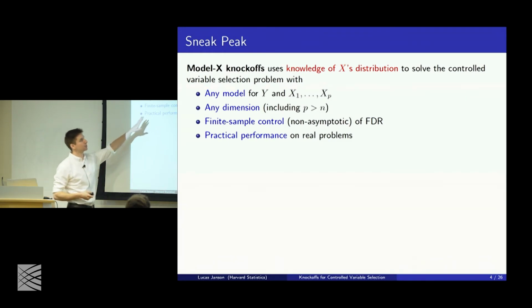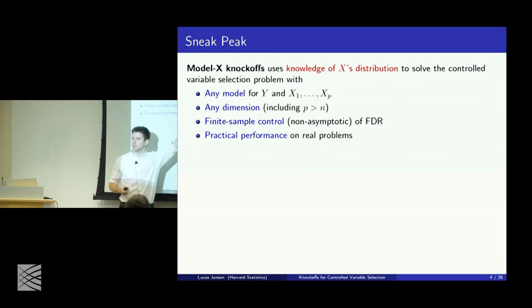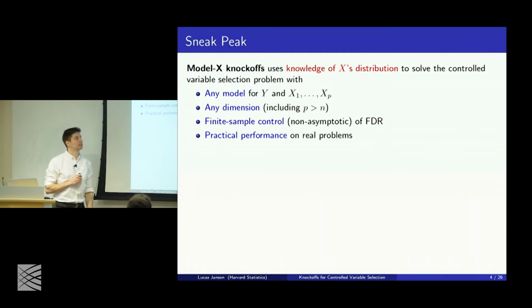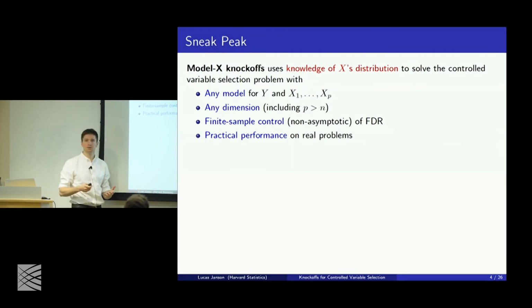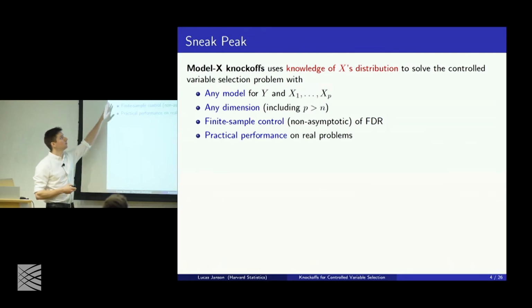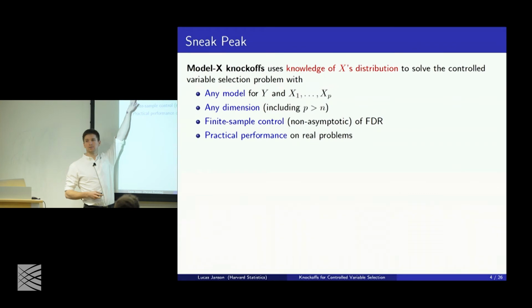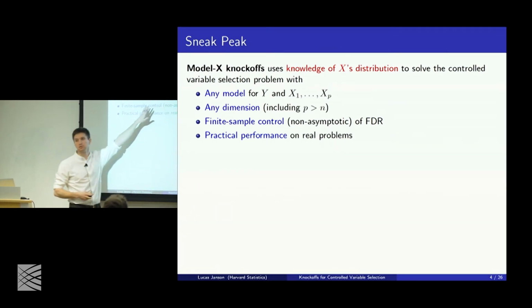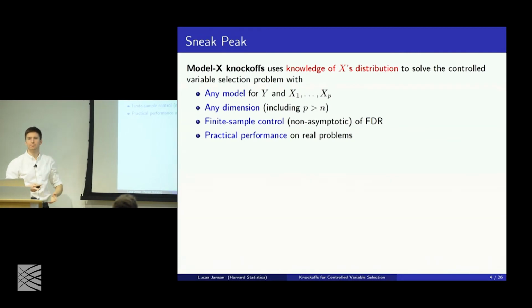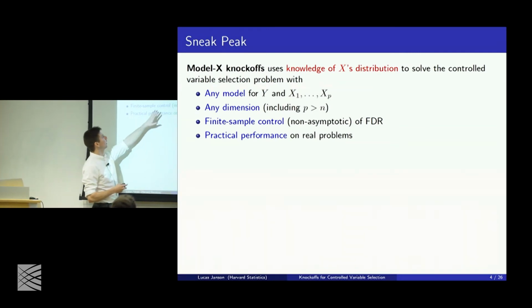So what it's going to do is use knowledge of X's distribution. This is what Wenshuo referred to in his last slide: we're actually not going to model y given x, we're going to model x. And we're going to use that information to solve the controlled variable selection problem. Again, we're going to assume no model for y given x, and we're going to allow any model for the x's, unlike being forced to use, say, a GLM for y given x.